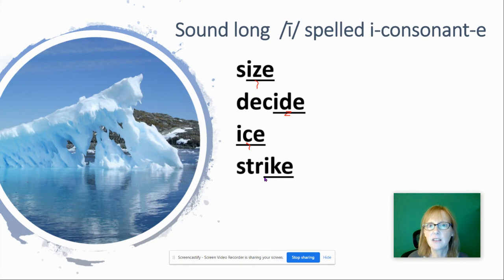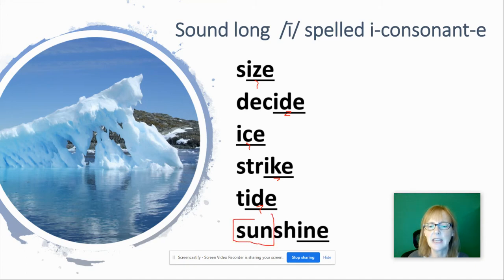Strike, we have the long I, the K is our consonant, and E is our silent E at the end there. Tide, we have long I, consonant is D, and then silent E at the end. And lastly, we have sunshine. So we can break this word right here. This is our first syllable, sun. Of course, this is also a compound word because sun and shine are words all by themselves as well. There's our long I sound. Our consonant is N, and there's our silent E.